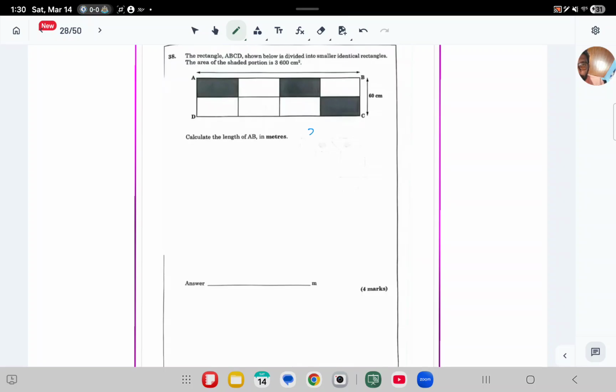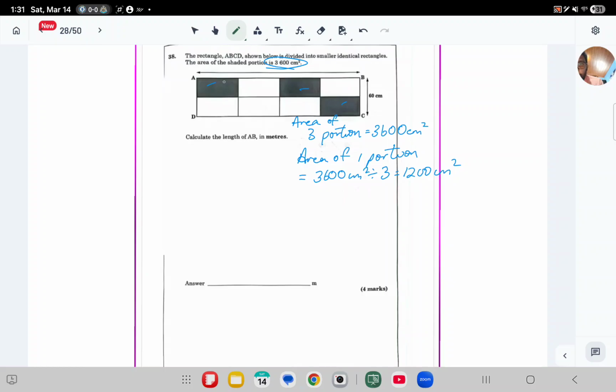So we know that the area of 3 portions is 3,600 centimeters squared. We have 3 shaded parts here. So the area of 1 portion would be the 3,600 centimeters squared divided by the 3, which will give us 1,200 centimeters squared. So that means one of these here is 1,200 centimeters squared.